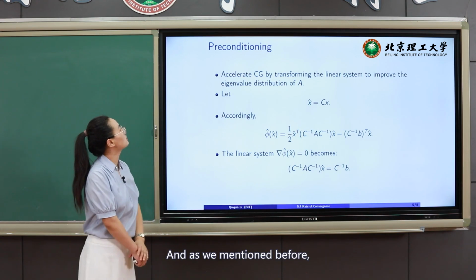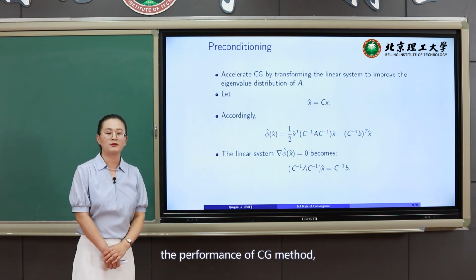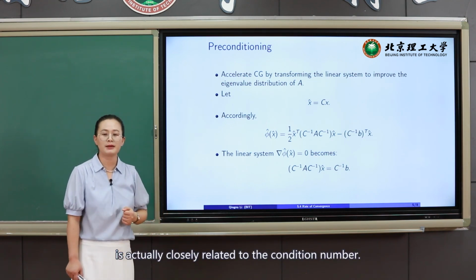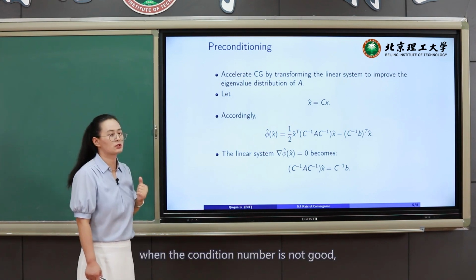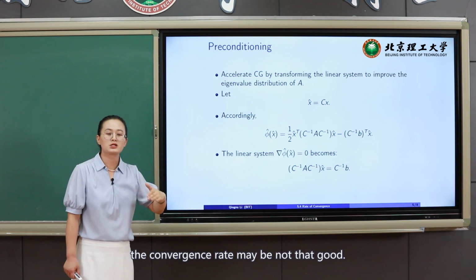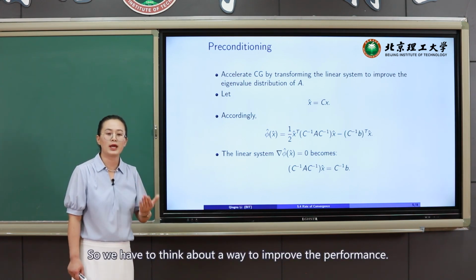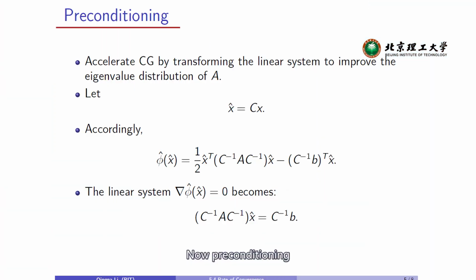And as we mentioned before, the performance of the CG method is closely related to the condition number. However, when the condition number is not good, the convergence rate may not be that good. So we have to think about a way to improve the performance. Now, preconditioning is one way to improve the performance of the CG method. So how do we do the preconditioning?